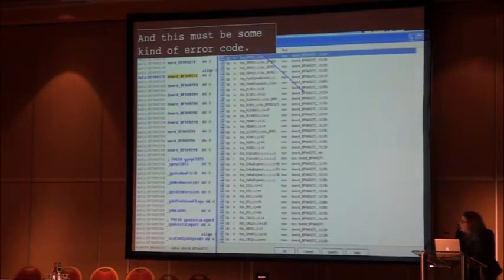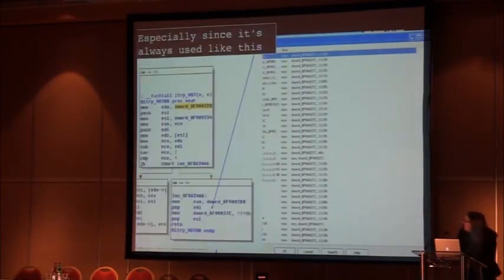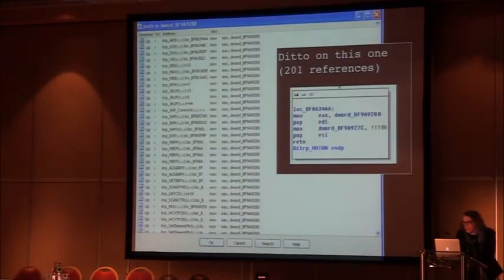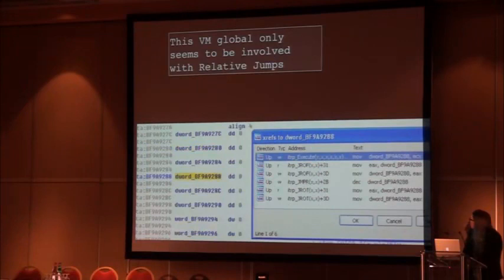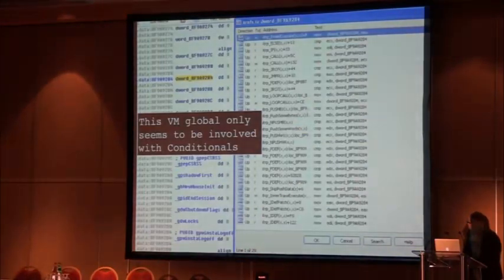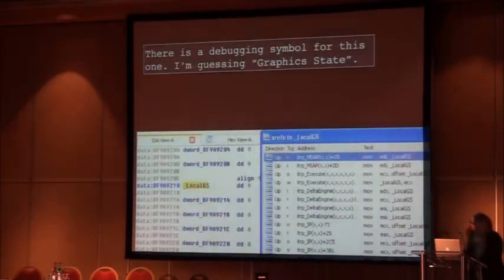And these ones here, well, those are all error codes and so forth. Just by looking at it, you can logically figure out what all this stuff does, even without the debugging symbols. Particularly because you'll notice certain variables are only used by loop instructions, for example, or this one's only used by relative jumps, and so forth. And then this one's only for conditionals, etc.